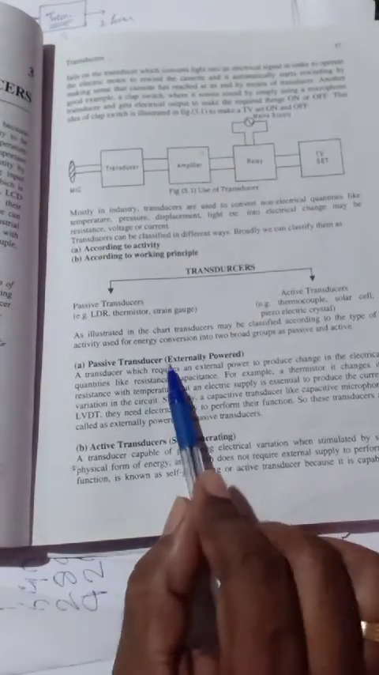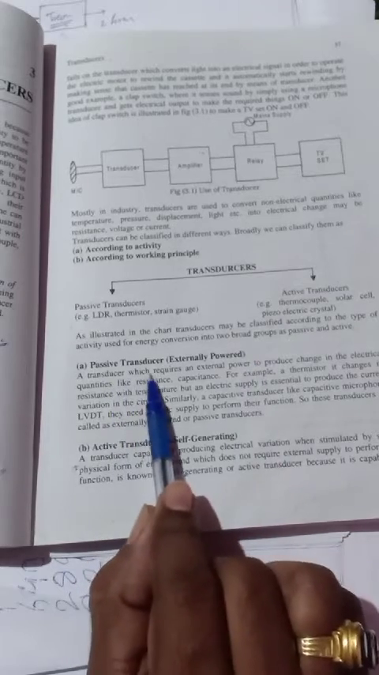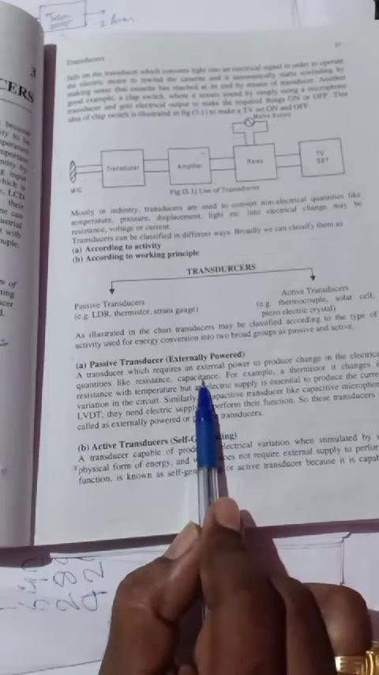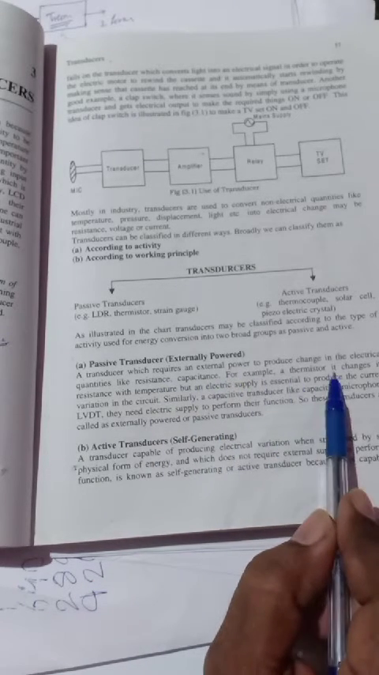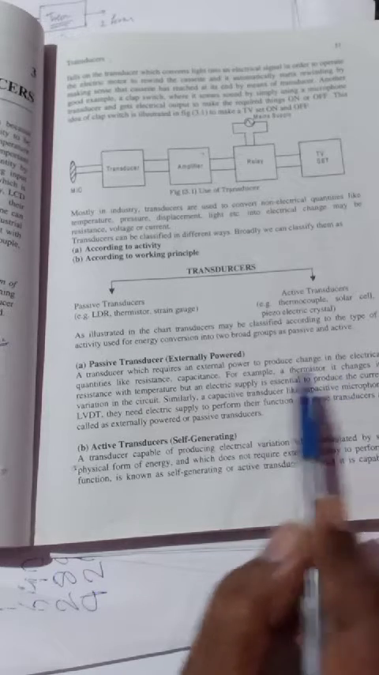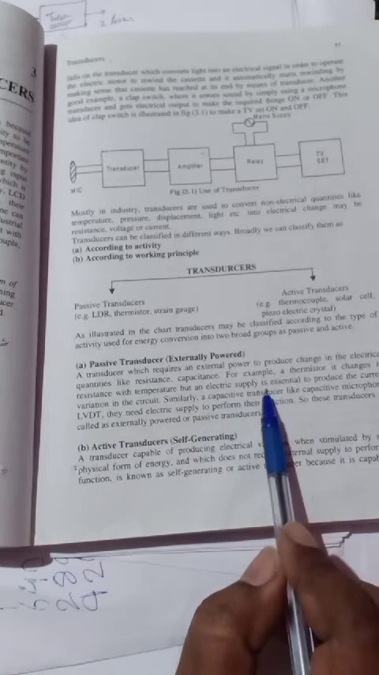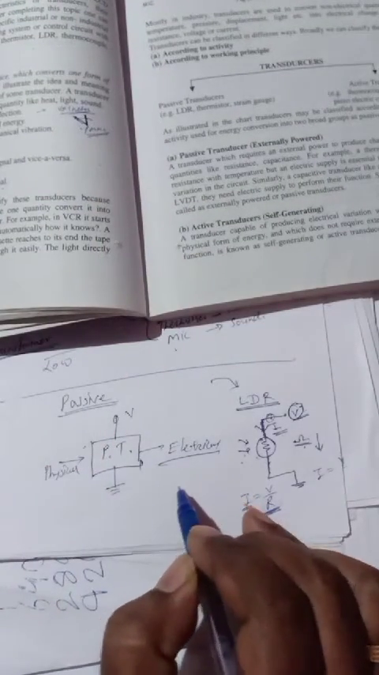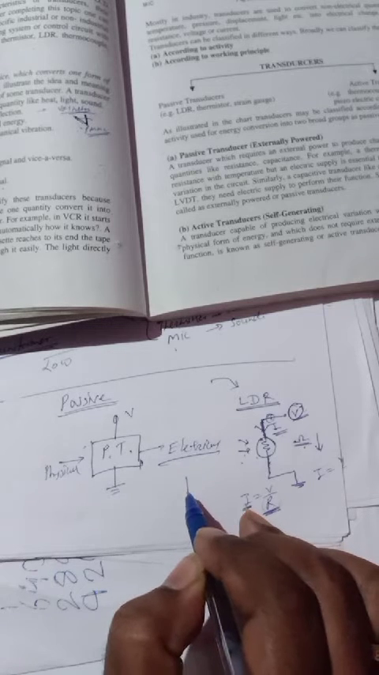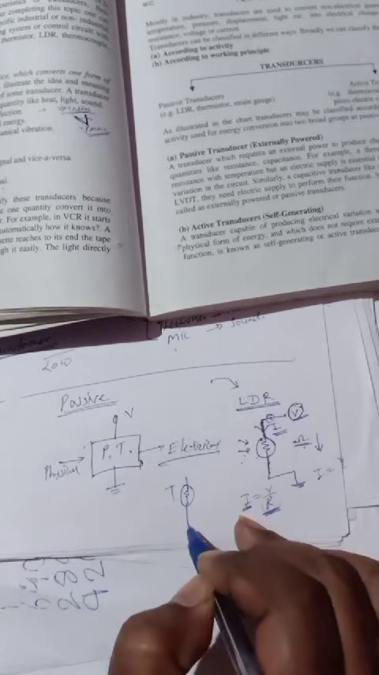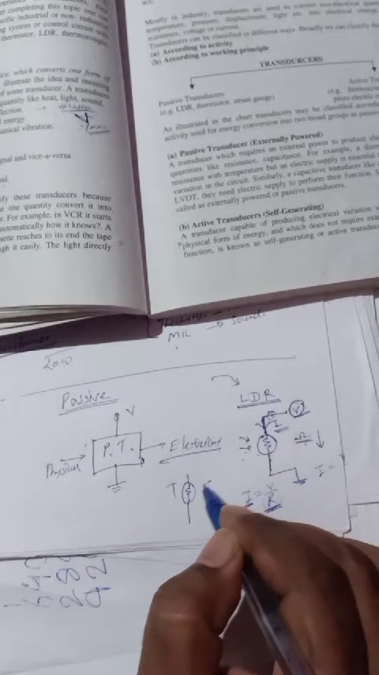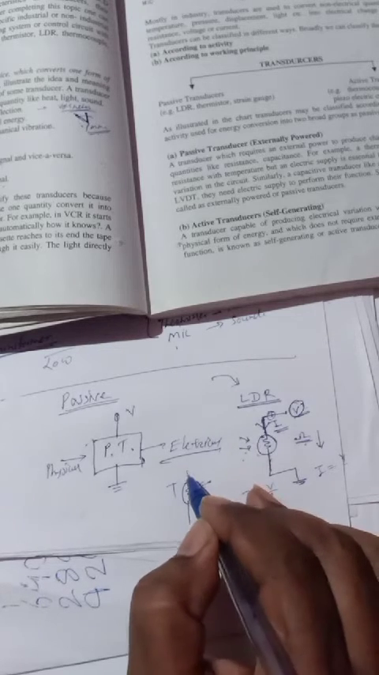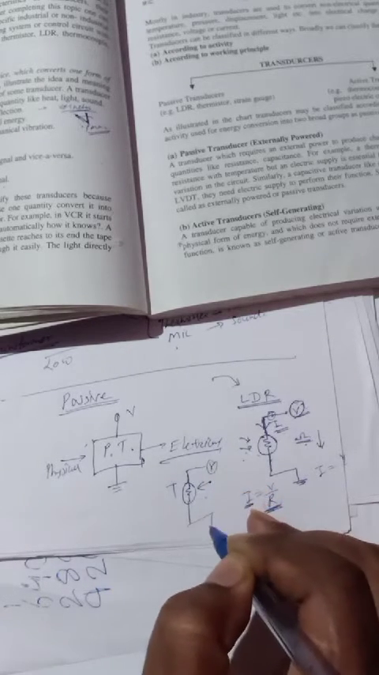A passive transducer means an externally powered transducer which requires external power to produce a change in an electrical quantity like resistance or capacitance. For example, a thermistor changes resistance with temperature, but an electrical supply is essential to produce the current. It is also a passive transducer, because if temperature changes, its resistance value changes, and this change can be recognized by applying a voltage.